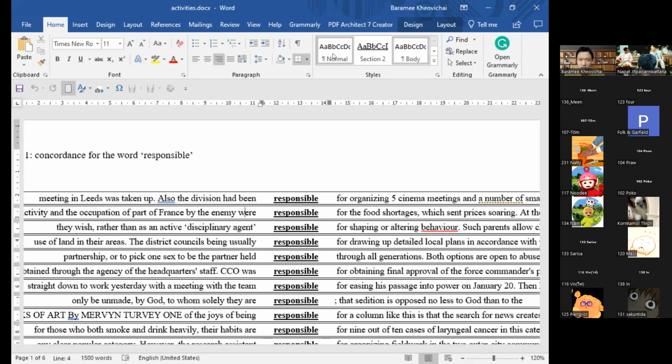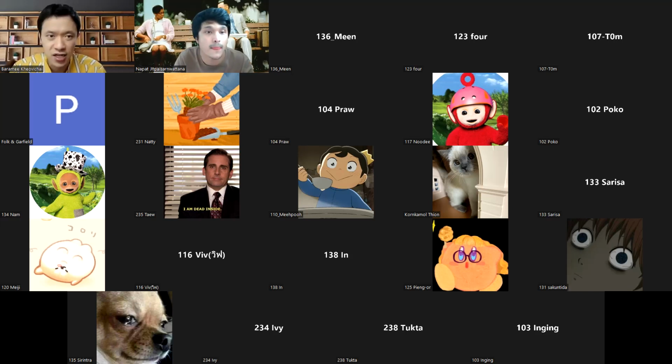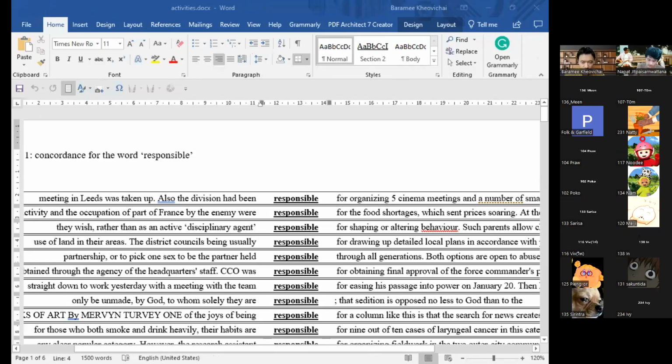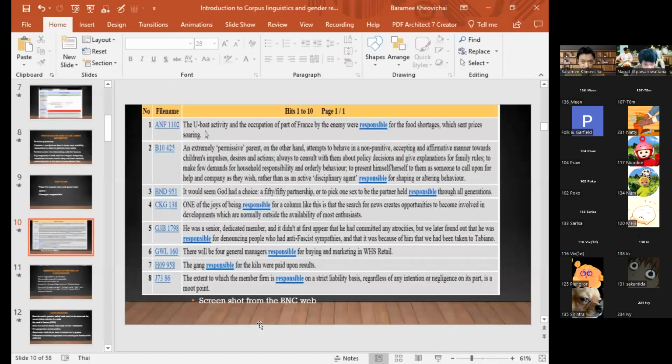Maybe I should share, actually I think I can share two screens at once. Or maybe even three. That might be possible. Do you see the PowerPoint this time? Yeah. Okay, great.